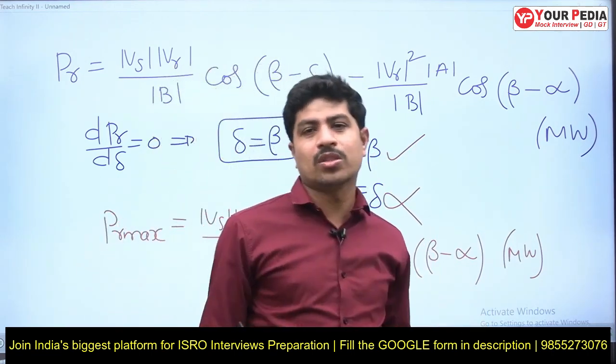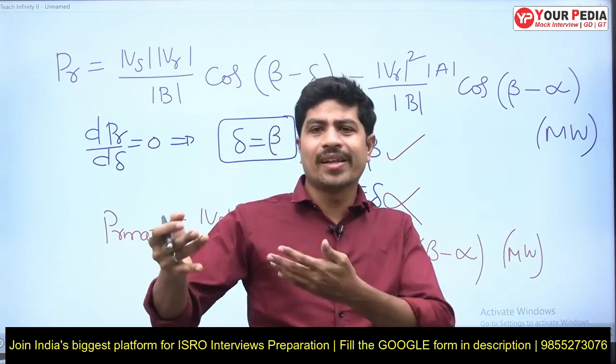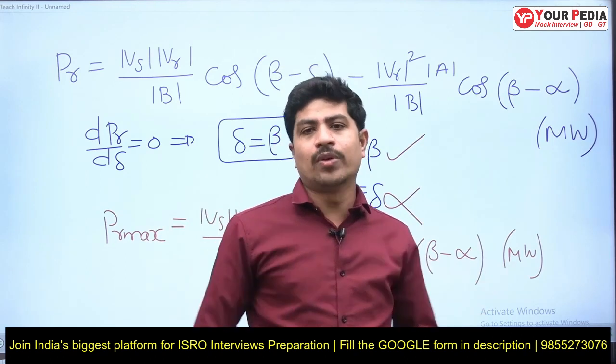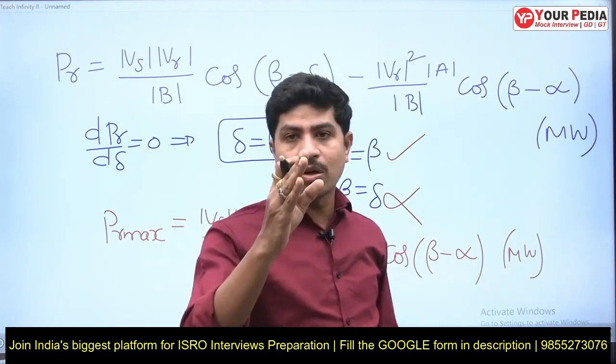We have resistive loads, RL loads, RC loads. Okay, RC loads are very rare. Most of the loads are inductive type loads. Okay, for what loads is maximum receiving end real power possible?